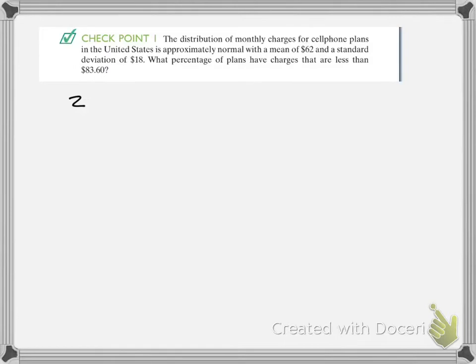The z-score at 83.60 will be 83.60 minus the mean, which is 62, all divided by the standard deviation, which is 18. If I plug that into my calculator, this would be 83.60 minus 62 divided by 18. So the z-score is 1.2 for this data point, 83.60.